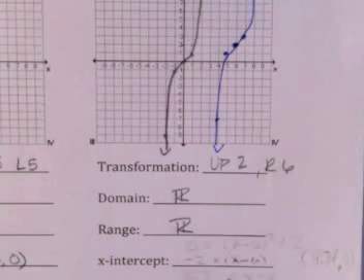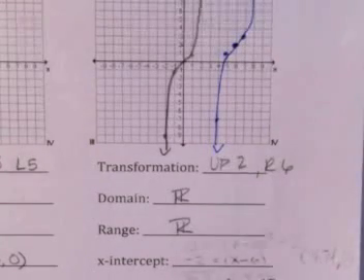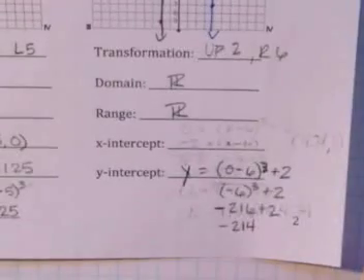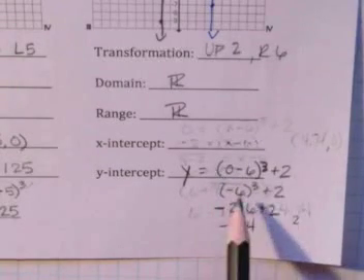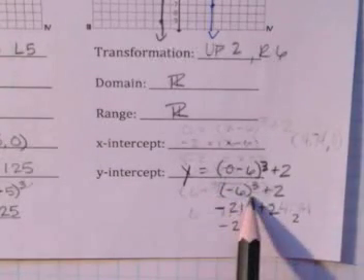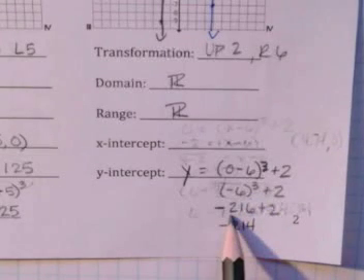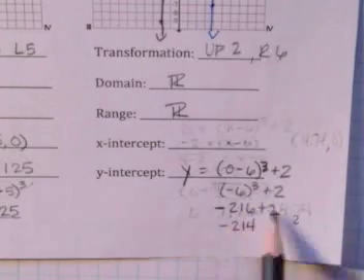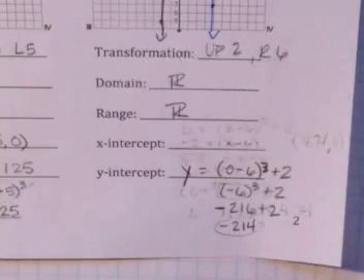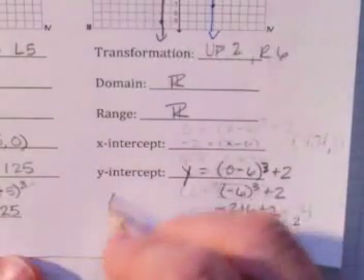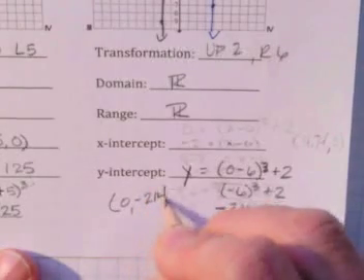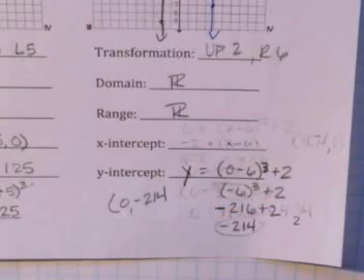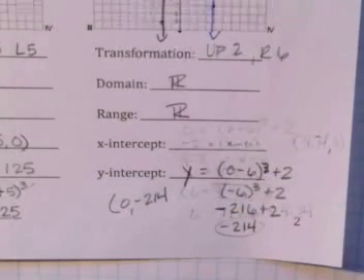So my y-intercept is at negative 214 here. Let me move the camera so you can see a little better. I plugged in 0 for x. And then I took negative 6 to the third power, which happens to be negative 216, and then added 2. So my y-intercept is actually going to be a point at 0, negative 214. And that's it for shifts.